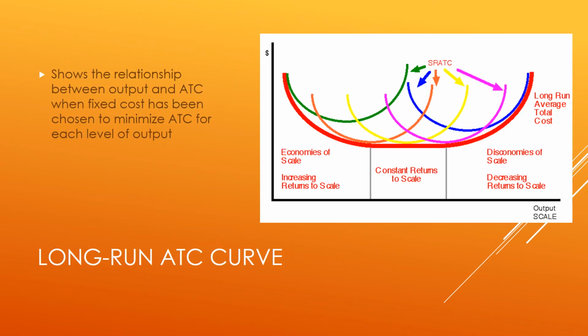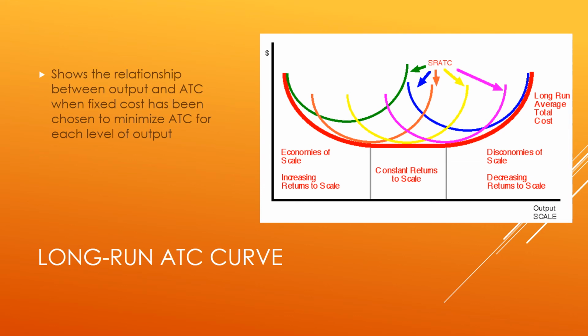And finally, the long run average total cost curve. So you have the definition: it shows the relationship between output and ATC. Again, this is in the long run, so this is when fixed cost has been chosen to minimize average total cost for each level of output. All right, I know this is a confusing looking curve here, and I don't want you to draw this right here and now. There'll be another video about the long run average total cost curve, but it's the thicker red line that's basically going around all of the other SRATCs, the short run average total cost curves.